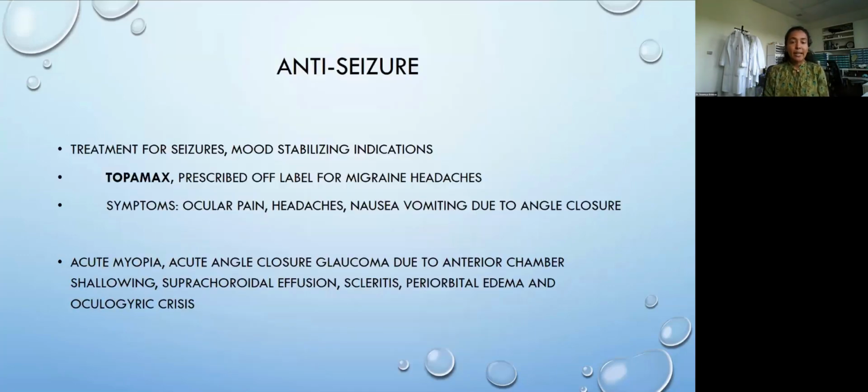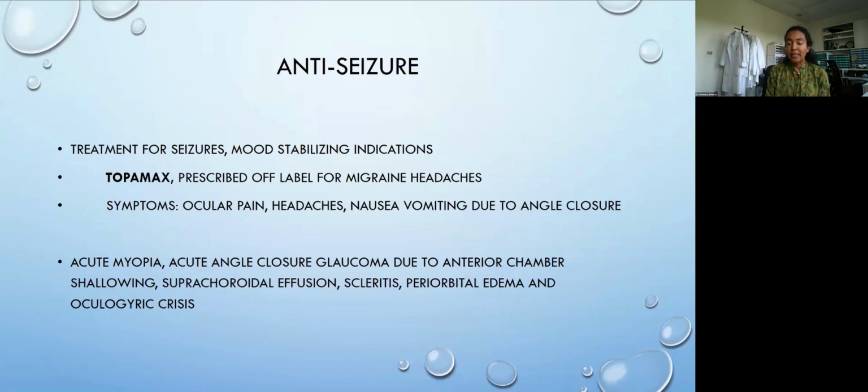So the next class of medications that we're getting to are anti-seizure. These are used for treatment of seizures. They're also used for mood stabilizing indications as well. And a big one here is Topamax, and it's prescribed off-label for migraine headaches. And so the symptoms here that the patient presents with include eye pain, headaches, nausea, vomiting.